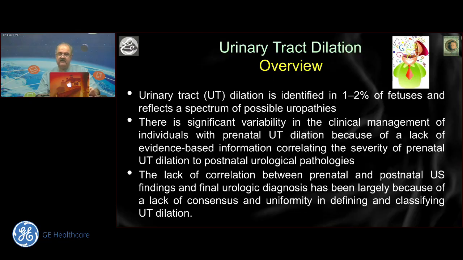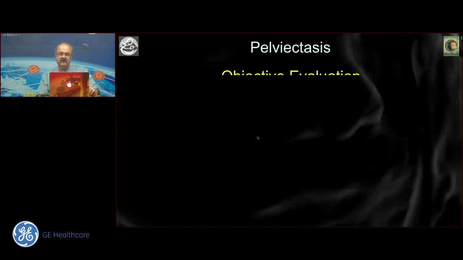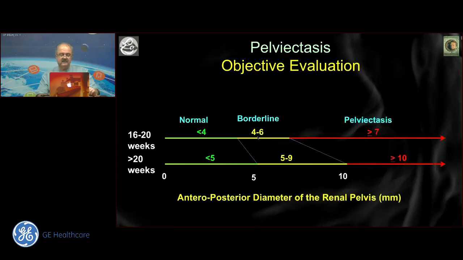But one of the problems is that we've never been talking on the same page, and let's see what these pages were all about. Long ago, Peter Dublé gave us this. He said, you decide whether you're before 20 weeks or after 20 weeks. The cutoff for normal is 4 millimeters or less at less than 20 weeks, and less than 5 millimeters after 20 weeks. He labeled 4 to 6 as borderline before 20 and 5 to 9 after 20, and more than 7 as pelviectasis at 16 to 20 weeks, and more than 10 as pelviectasis after 20 weeks.